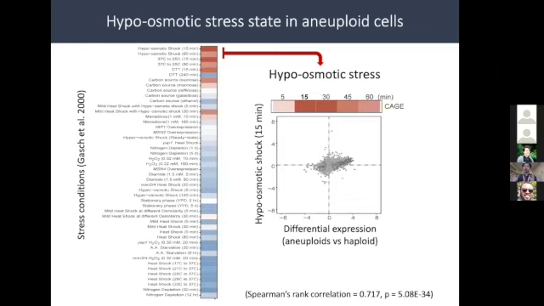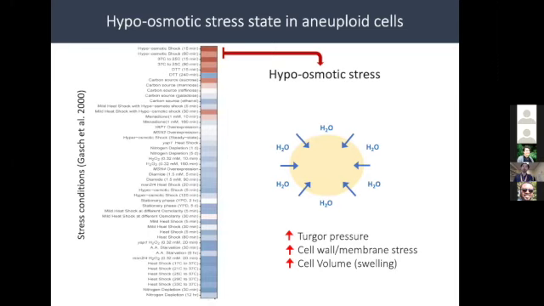And so we try to search what our aneuploidy transcriptome looks like, which stress has the highest similarity. We found that hypo-osmotic stress is the one. Aneuploidy cells seem to display a transcriptional profile similar to cells under hypo-osmotic stress.